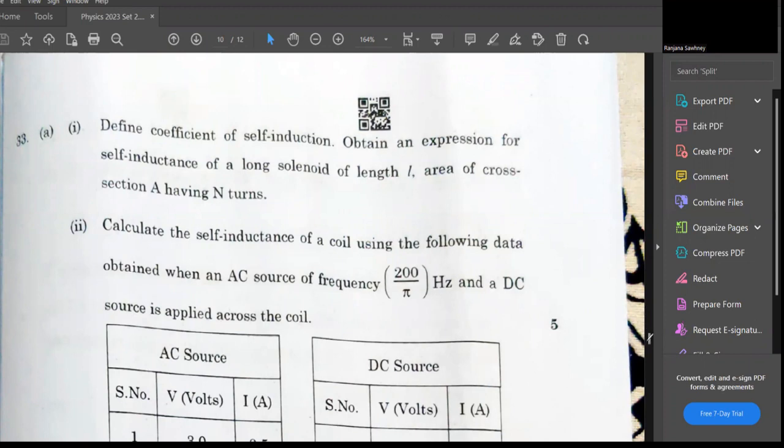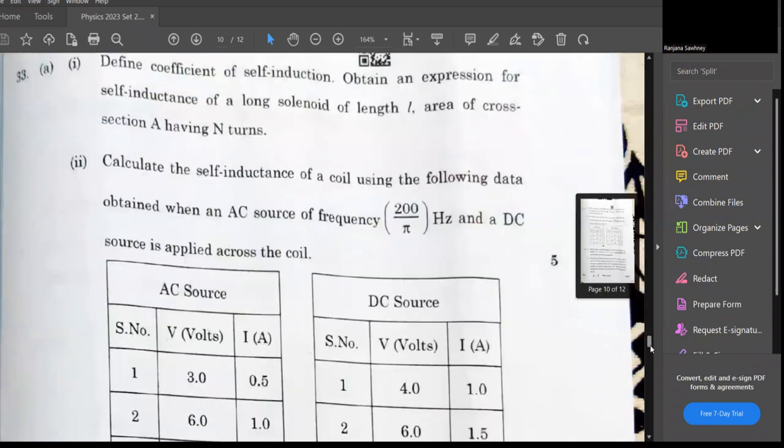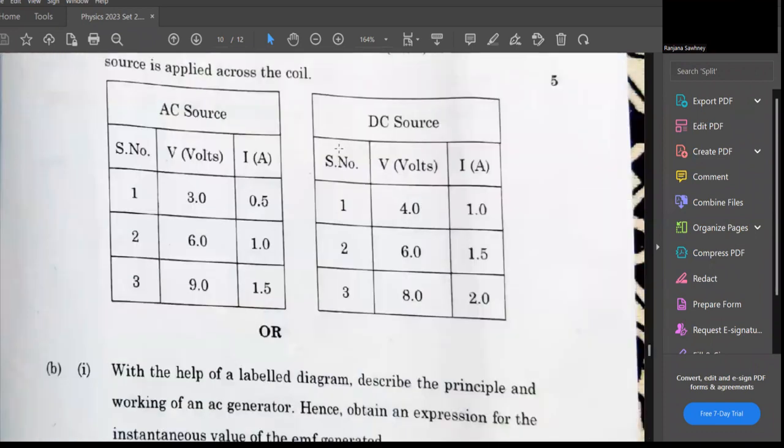Next, calculate the self-inductance from these tables. Now, one table is for the AC source and the other is for the DC source. From the AC source, you can find out Z, and from the DC source, you can find out R. So Z here is equal to V upon I from the AC source, 3 upon 0.5 or 6 upon 1. What do you get? 6 ohms. From the DC source, you will get the resistance. Resistance is equal to V upon I, 4 upon 1 or 6 upon 1.5. You get it to be 4 ohms.